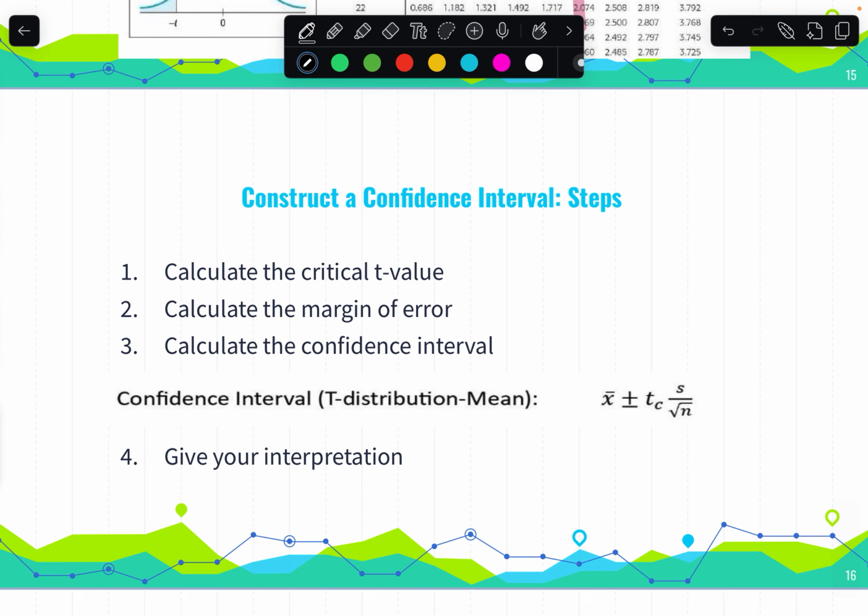The next one is going to be calculating the margin of error. And as we know, that's going to be defined as the second term in the expression for finding the confidence interval, which we have written down on the bottom here. Because the third step is to actually calculate that confidence interval, which is going to be plus or minus whatever that margin of error is to your sample mean. And last but not least, they're going to want you to give your interpretation here.